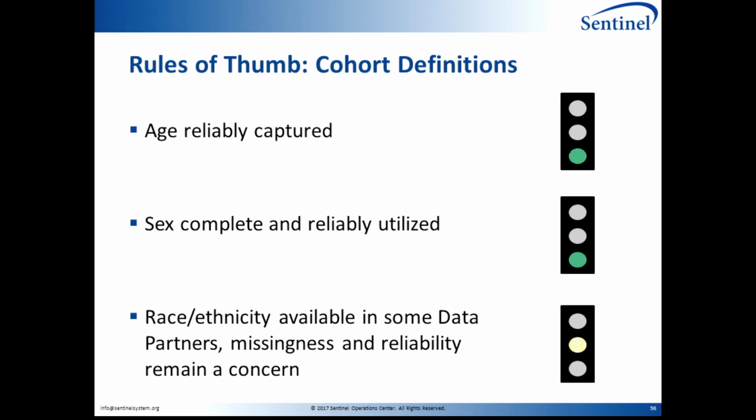So some rules of thumb to cohort definitions: age reliably captured, sex is complete and reliably utilized. Race and ethnicity, there is some known data partner missingness, both in data partners that don't have it at all, to data partners that only have it during certain time periods, to other known concerns that would warrant further discussion and review before implementation of a query.